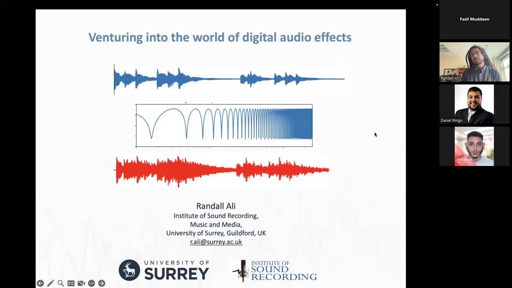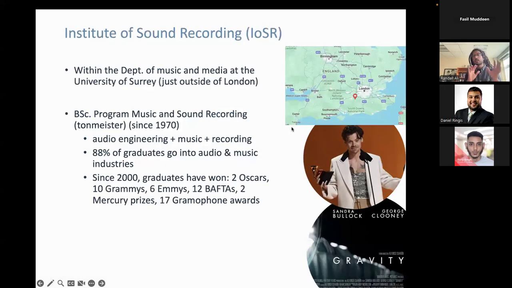Right now I'm based in what's called the Institute of Sound Recording, which is in music and media, at the University of Surrey, just outside of London. So I'm based in the UK right now. I've been here for the past 2 years. It's an interesting bachelor program called Music and Sound Recording, a unique combination of audio engineering, music, and recording. So it's really a specialist course on all aspects of audio.